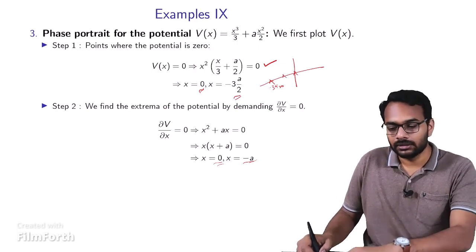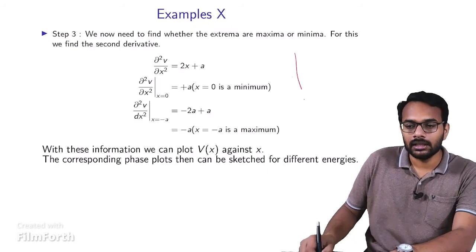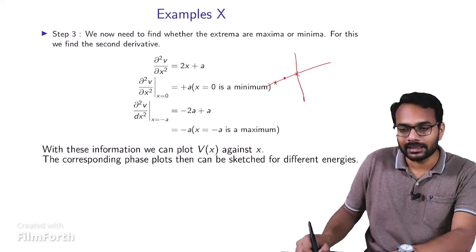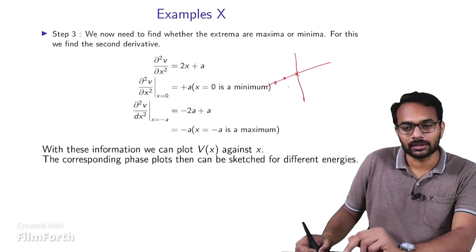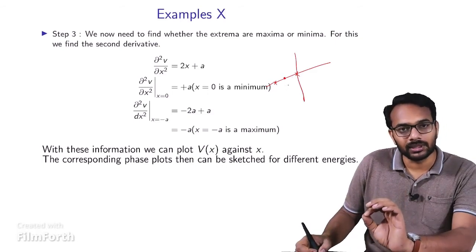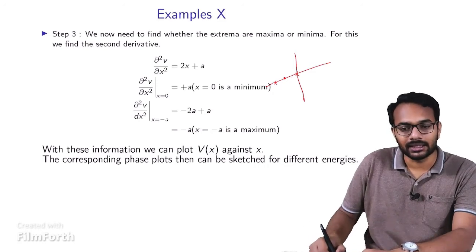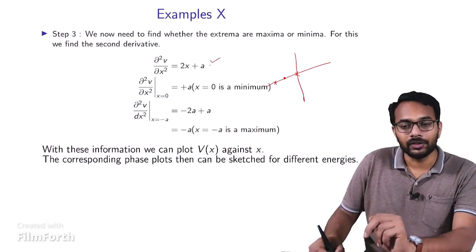So what do we have? Let me just repeat it here. We know that it's 0 here and we know that it's 0 at minus 3a by 2. We also have the extremum points: at minus a it's an extremum, and at 0 also it's an extremum. Now we need to see what kind of extremum these are. So we take the second derivative, which is 2x plus a, and you check at these extremum points.